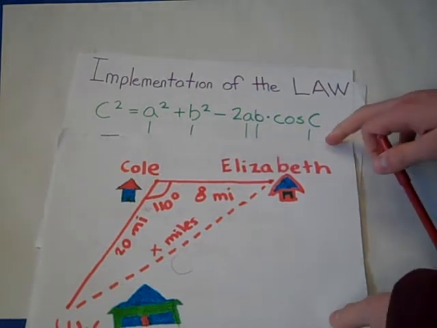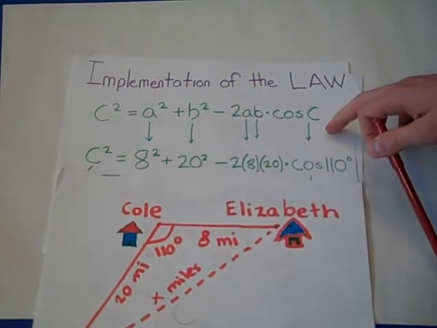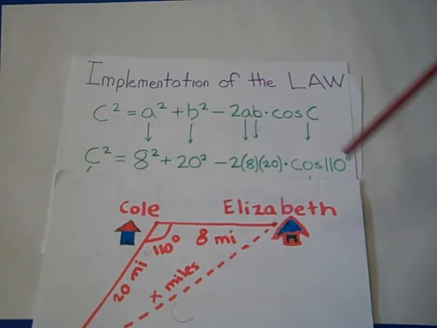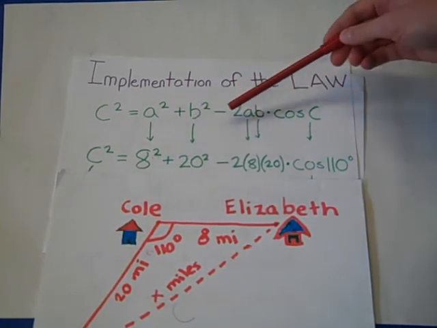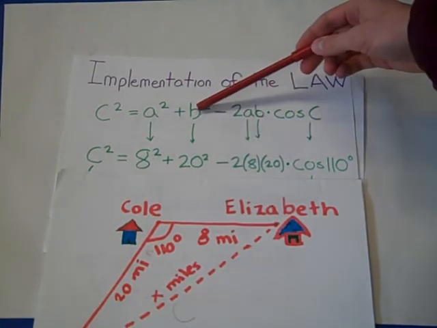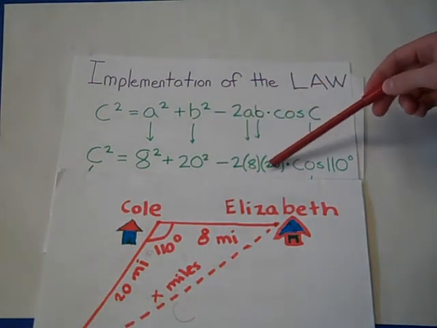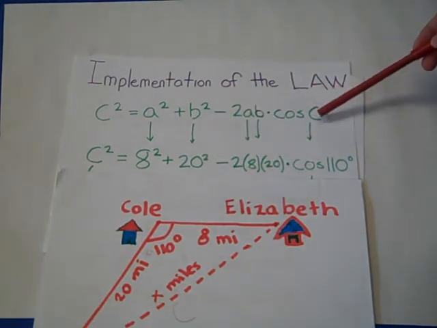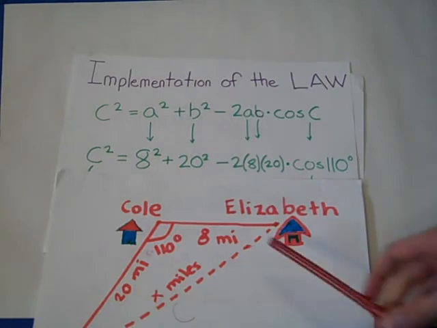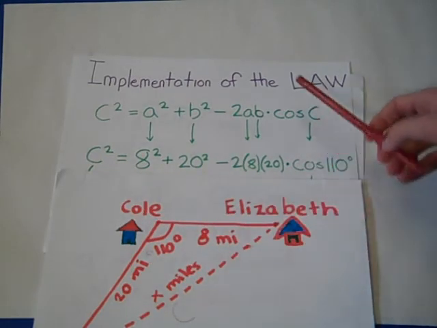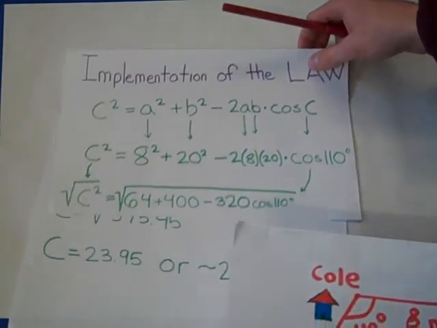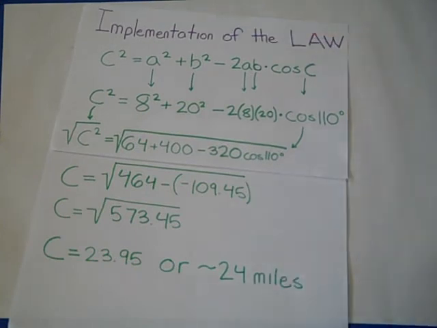At this point, we can insert the real values we know to be true of this situation. A is 8, so we replace all instances of A with 8. B is 20, so we replace all instances of B with 20. The known angle is 110 degrees, so we replace that into where our equation asks for an angle. Do a little bit of simple arithmetic and algebra, simplify, and voila, Elizabeth has her answer.